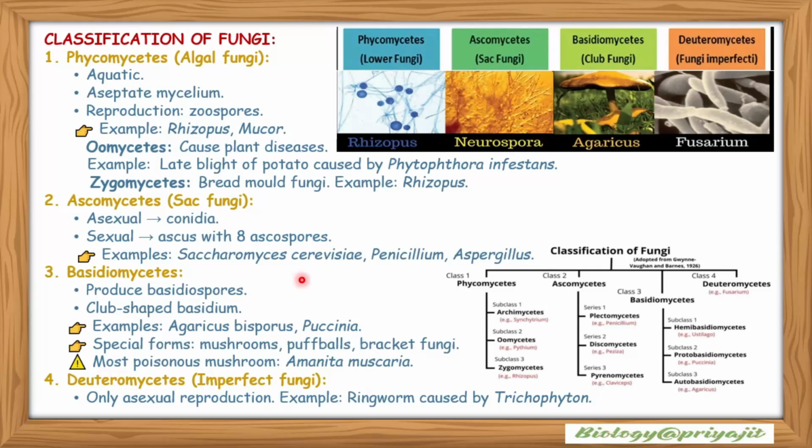Basidiomycetes produce basidiospores. They have a club-shaped basidium. Examples, Agaricus bisporus, Puccinia, etc. Special forms: mushroom, puffballs, bracket fungi. The most poisonous mushroom is Amanita muscaria. Deuteromycetes, also known as fungi imperfecti, show only asexual reproduction. Example, ringworm caused by Trichophyton.